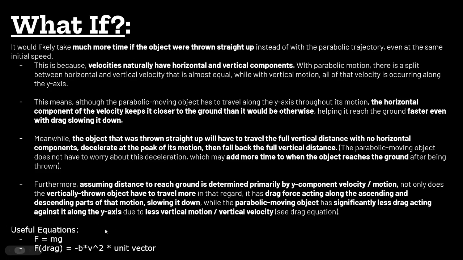As for equations used to predict this behavior, assuming distance to reach the ground is determined primarily by the y-component velocity or motion, not only does the vertically thrown object have to travel more in that regard because of what I just talked about with all the velocity being in the y-axis, it has drag force acting along the ascending and descending parts of that motion, slowing it down. While the parabolic moving object has significantly less drag acting upon it because it has a lot less velocity in the y-axis, meaning it's getting slowed down less and is moving faster.